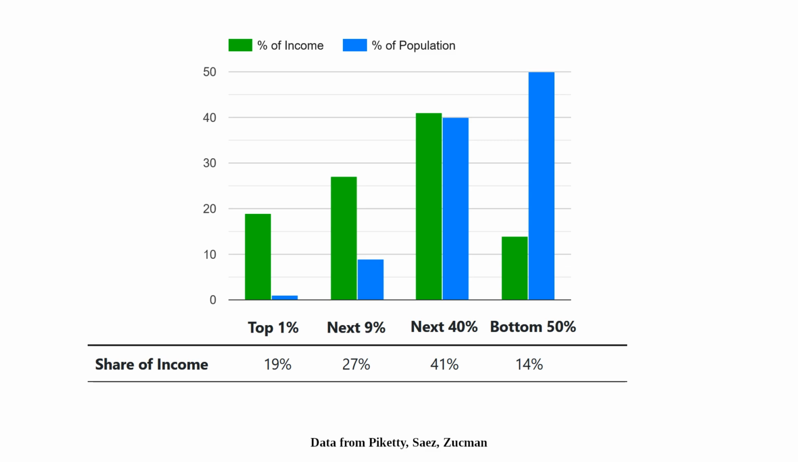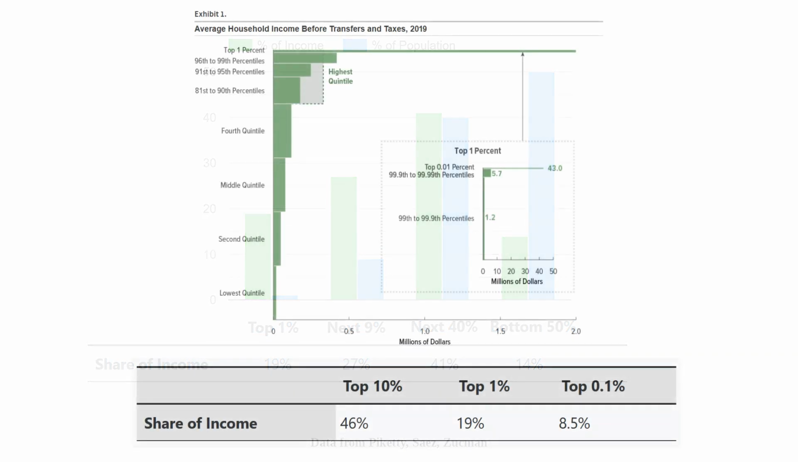However, it is also heavily skewed within the top 10%. Close to half of all of the income made by the top 10% goes to the top 1%. And within the top 1%, almost half of the income goes to the top 0.1%. The top 0.1% make about 8.5% of total income.